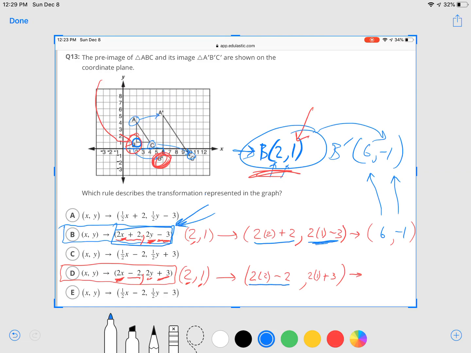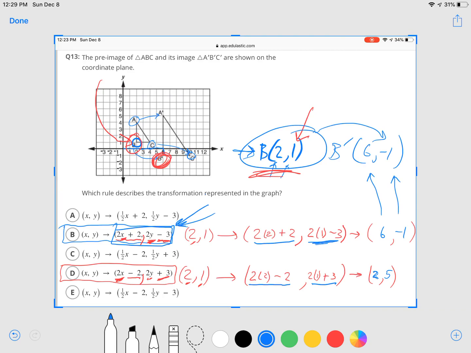Okay, so this blue part on the left, 2 times 2 minus 2. 2 times 2 is 4. Minus 2 is 2. So we would have gotten 2 here, which is already wrong. You can see that's not where B prime is supposed to be. But anyways, we'll continue. 2 times 1 plus 3 is 5. And that didn't work either. We're supposed to get negative 1. Okay. So B is the answer.